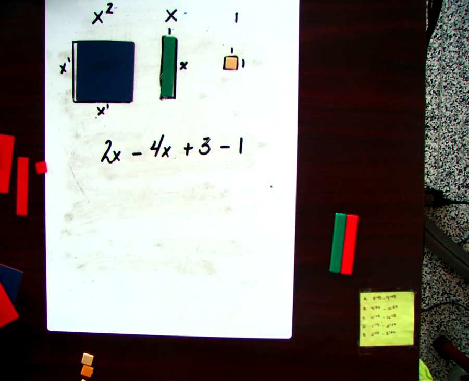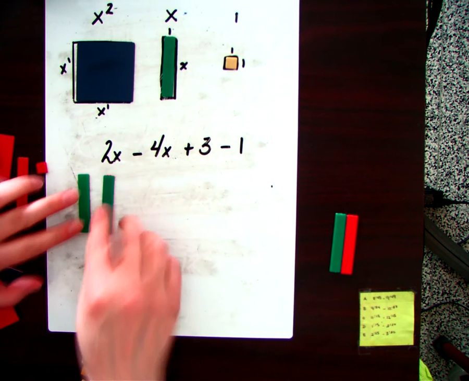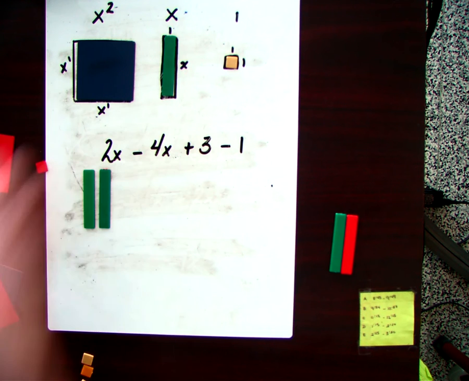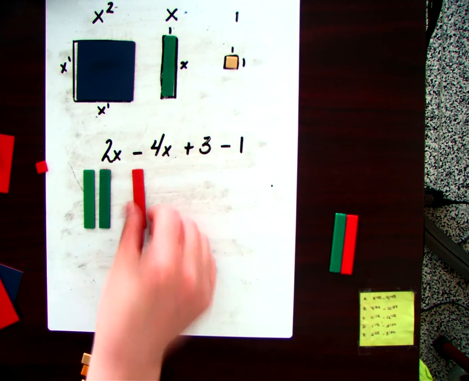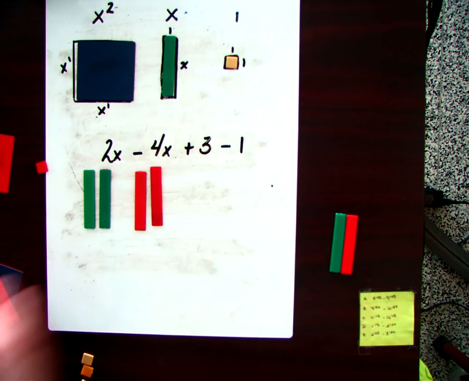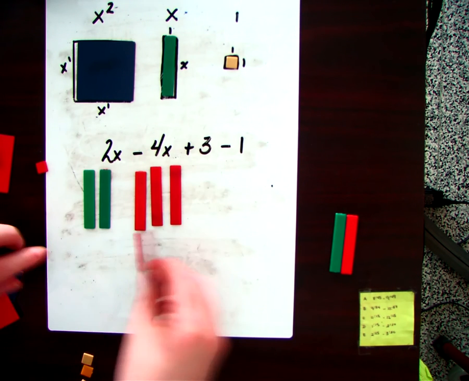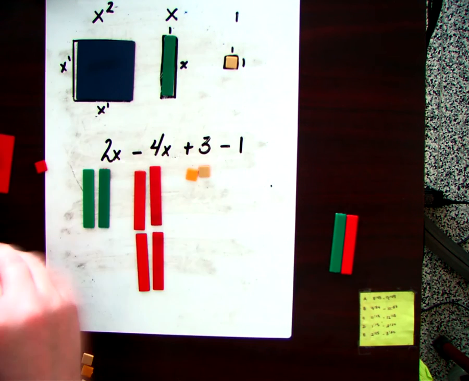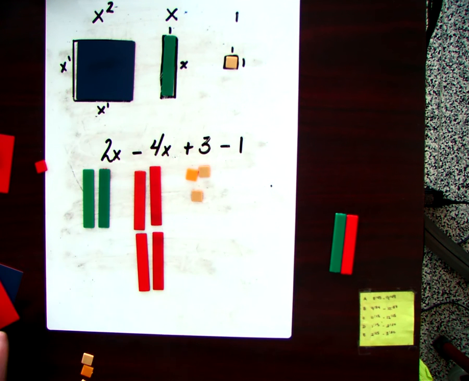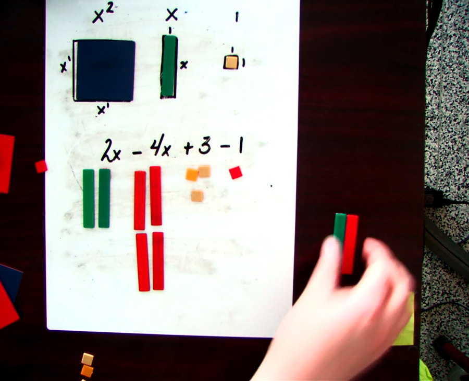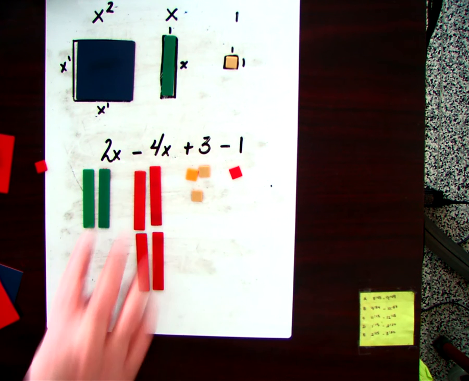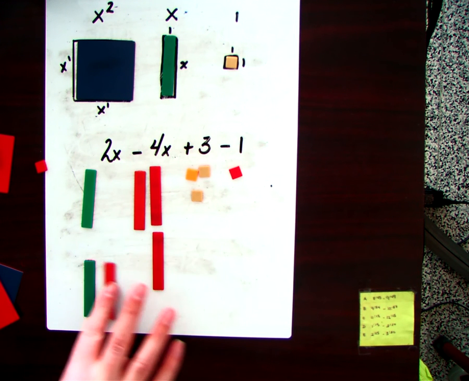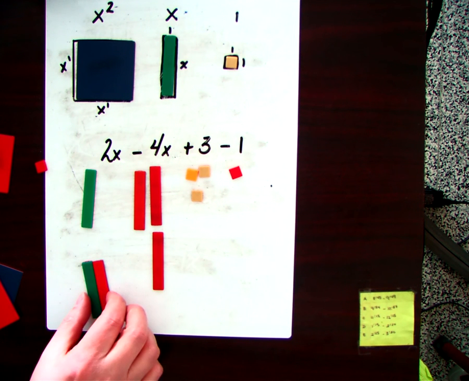So the 2 is positive, so that would be 2 green sticks. The 4 is negative, those are also X's, so there's my 4 red sticks. The 3 is positive, so those are going to be yellows. And I have 1 negative single there. Okay, so we know that a positive plus the exact same amount that are a negative, those cancel each other out to give us 0.